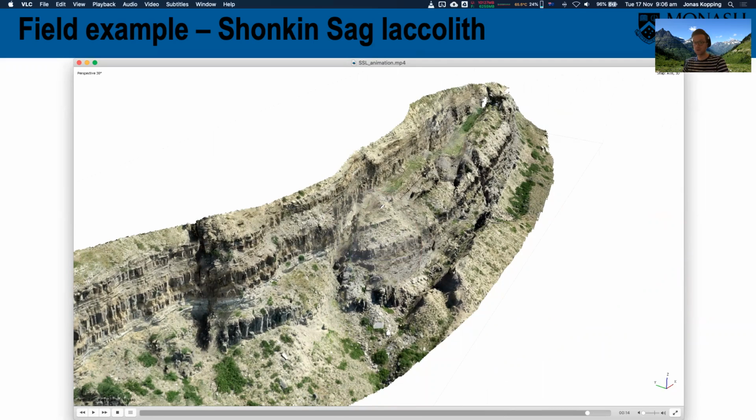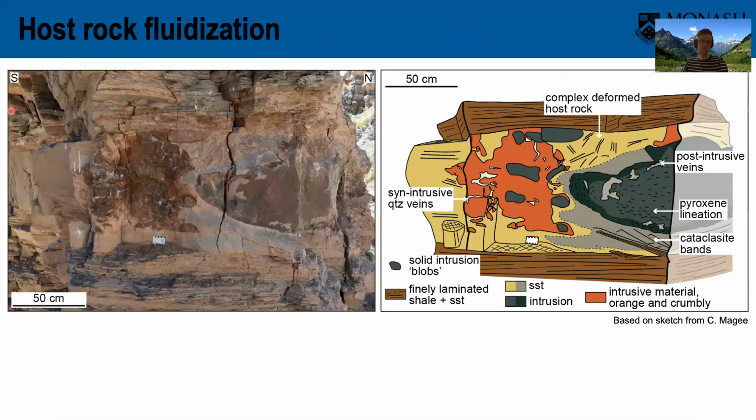And as I said, we also map the host rock deformation, and that's what I would like to show you in the next slide. I'm going to start with the host rock fluidization. This is a section from south to north, so it's an oblique section.